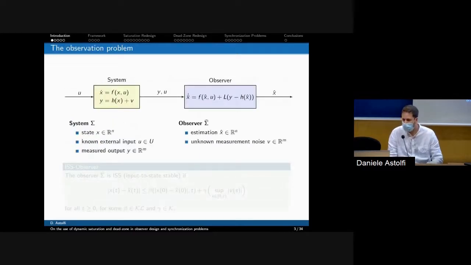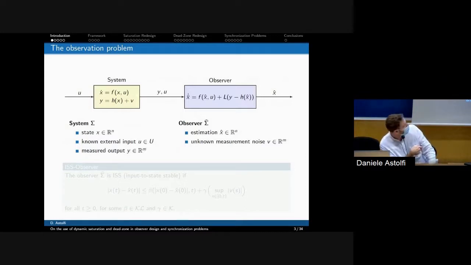So first of all, let's recall what is an observation problem. So suppose that we have a dynamical system, which is represented by this linear differential equation. So x is the state, u is some external input that we know, and we suppose that we measure an output y, and the observer problem is to try to estimate the state x by just using y along solutions. So an observer is a dynamical system.